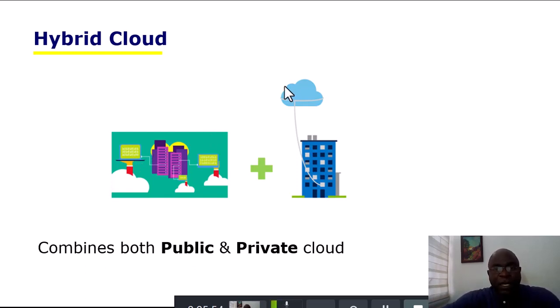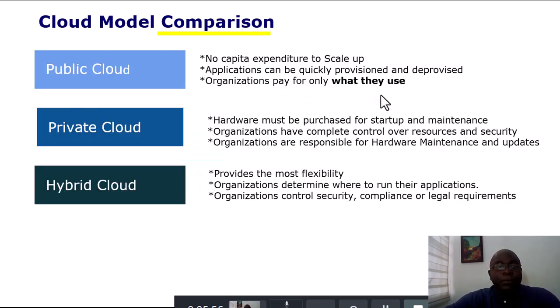So let's move ahead and compare the three. For public, you do not need capital to scale up. You just need to have internet, access the device and use. No matter the amount of traffic that you have, the cloud service provider has the capability to help you scale up or scale down, whichever way it is.